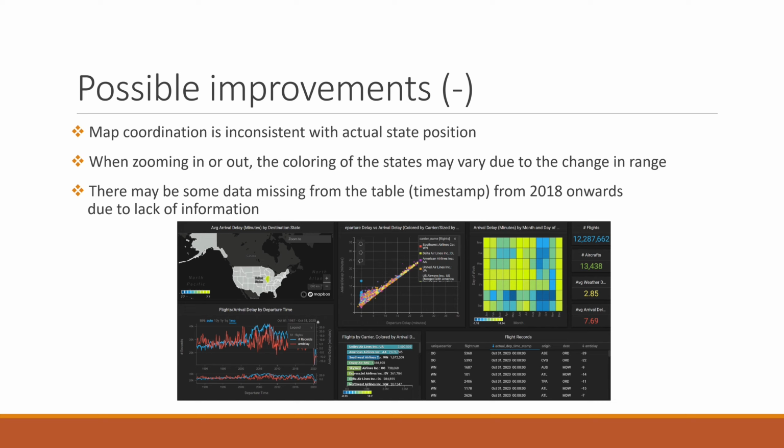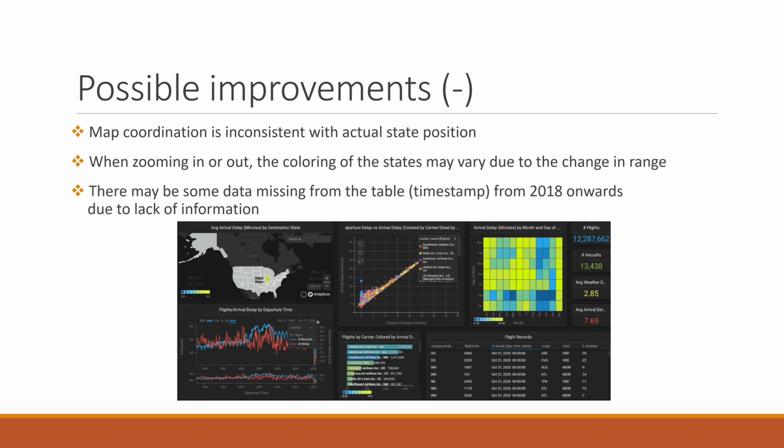One of them is the map coordination system. We can see that in this particular case, we are actually choosing the state of Illinois. However, in the map, it is seen that the location is inconsistent with the actual state position. From the bottom right, we can see that only airports such as O'Hare International Airport and Midway Airport are shown. This implies that this airport is located in Illinois.